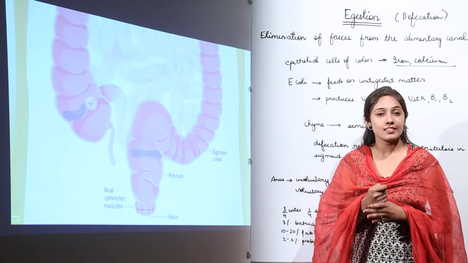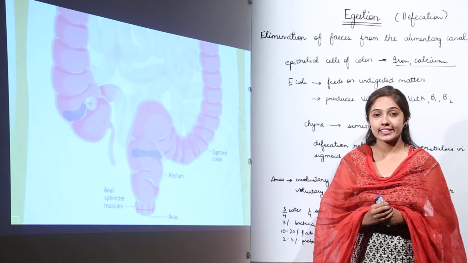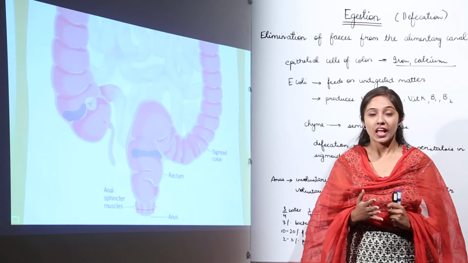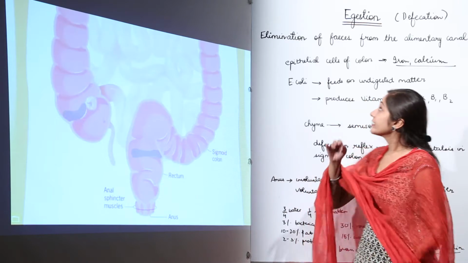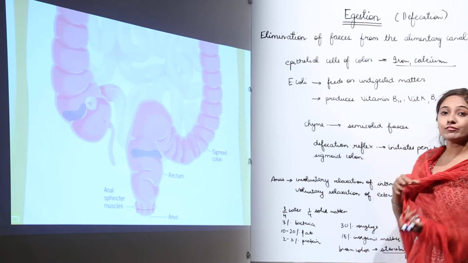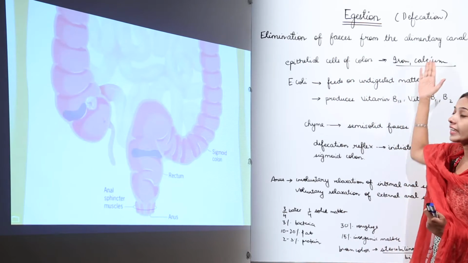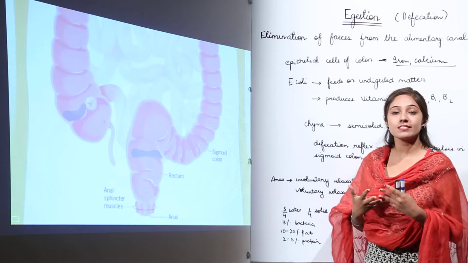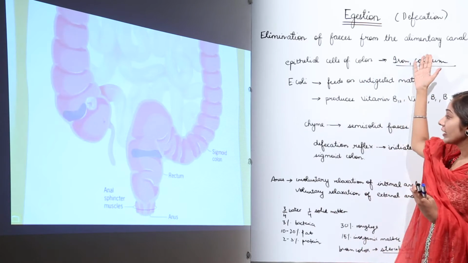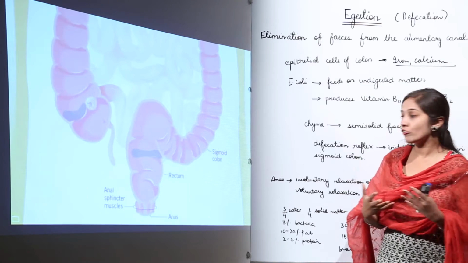Now let's discuss the last process of your digestive system, that is egestion, which we also call defecation. Now how will you define egestion? It is the elimination of feces from the alimentary canal. Now how does this feces actually form?